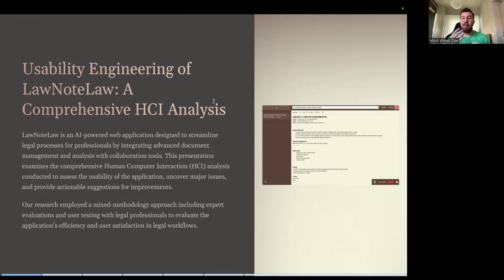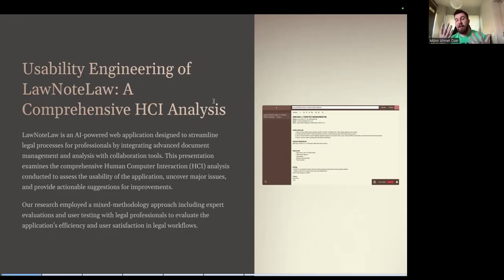we conducted a comprehensive human-computer interaction analysis, usability inspection, and usability testing analysis. Our goal was to identify strengths and usability issues, and to generate actionable recommendations for improvement from user surveys with real users. We used a mixed method approach, combining expert evaluations with user testing sessions involving practicing legal professionals. This allowed us to capture both technical insights and real-world user feedback.